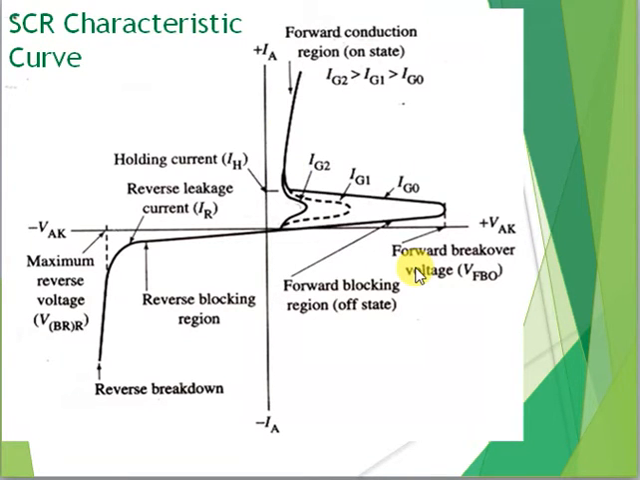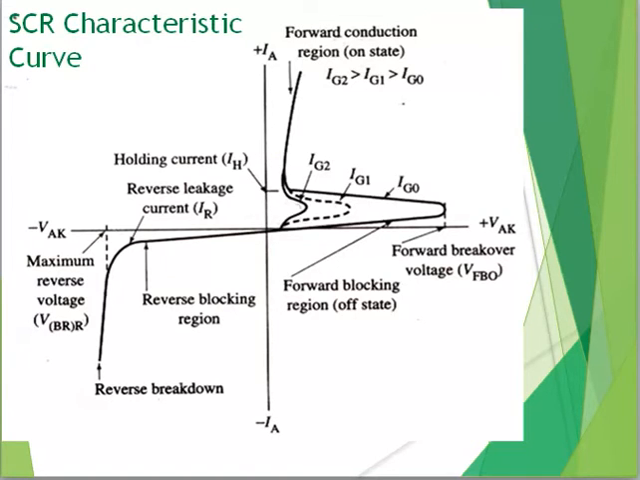Anode is positive with respect to cathode. Hence SCR is forward biased. The forward characteristics is divided into 3 regions of operation, namely forward blocking state, transition state and on state. This is forward blocking state, this is transition state and this is on state.